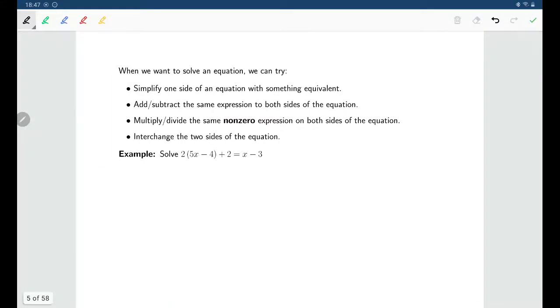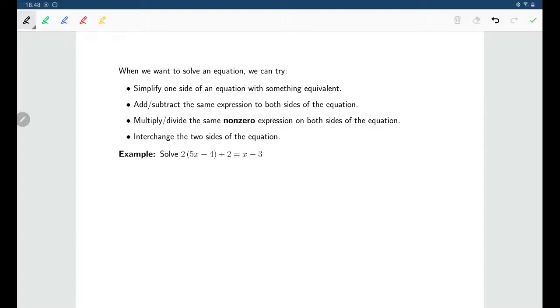Now there's a bunch of things that you can do when you're solving an equation, and all of this should be hopefully very old news. One thing would be to simplify one side of the equation, rewriting it with something that's equivalent. You could add the same amount to both sides, subtract the same amount from both sides. You could switch the two sides of the equation, or you could multiply and divide both sides.